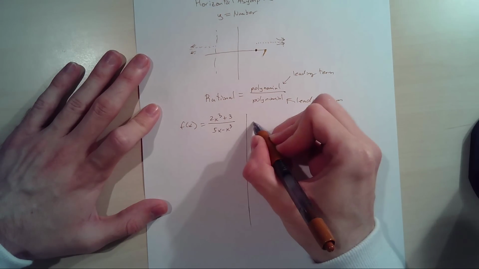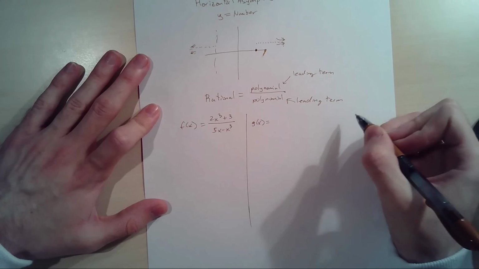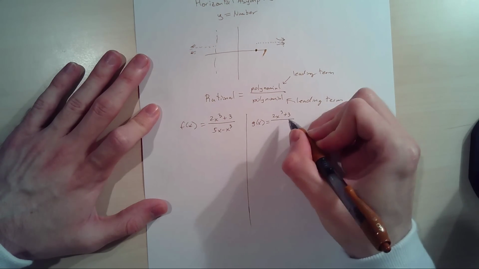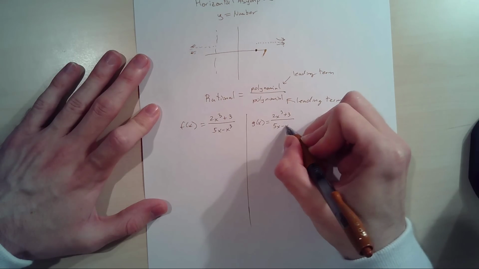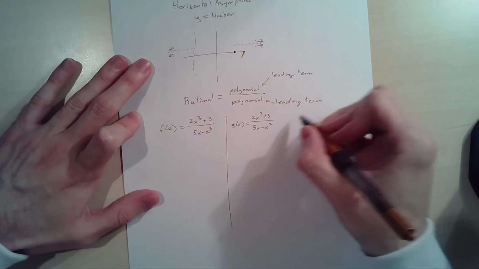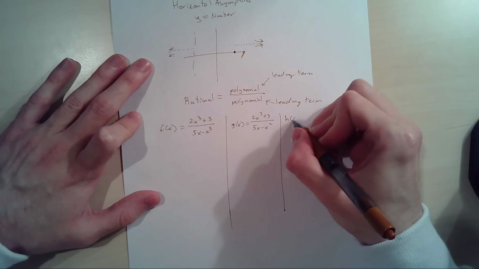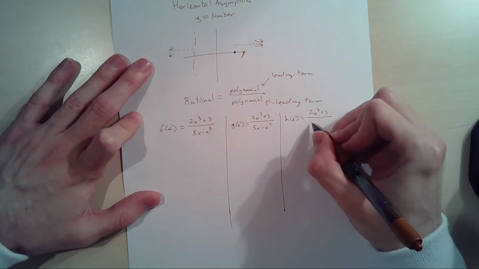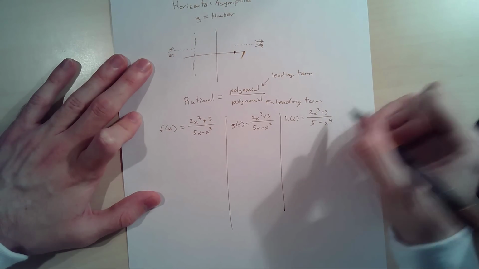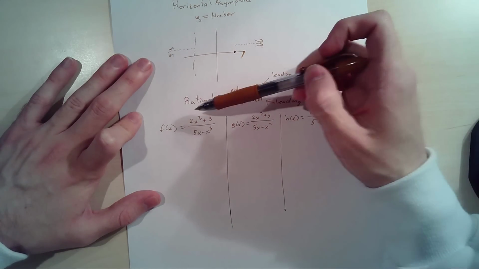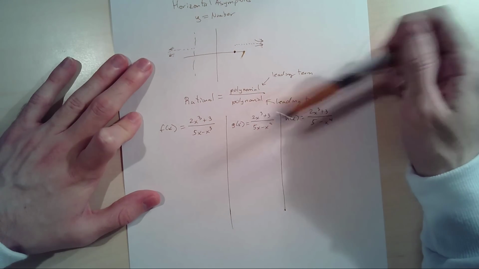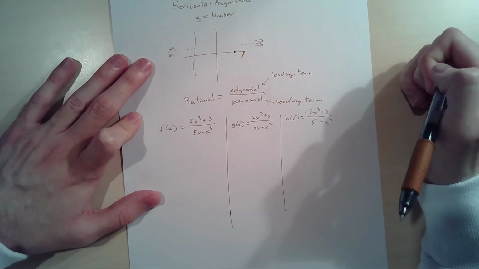We're going to do g of x, and we're going to say this is equal to 2x cubed plus 3 divided by 5x minus x squared. And then we're going to do h of x, and we're going to say that is 2x cubed plus 3 divided by 5 minus x to the 4th. So I picked this on purpose, where all of them have the same thing up top, and the only difference on the bottom is the exponent I have chosen for my x.